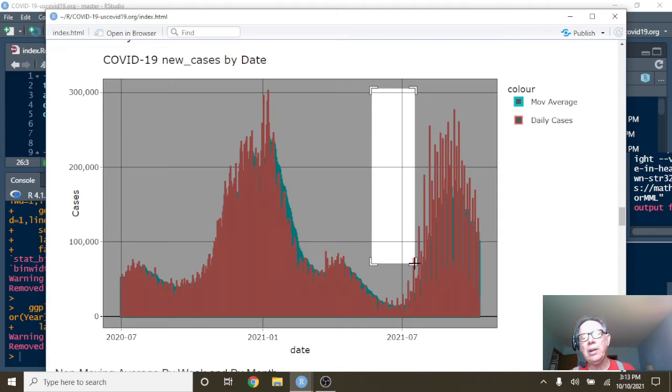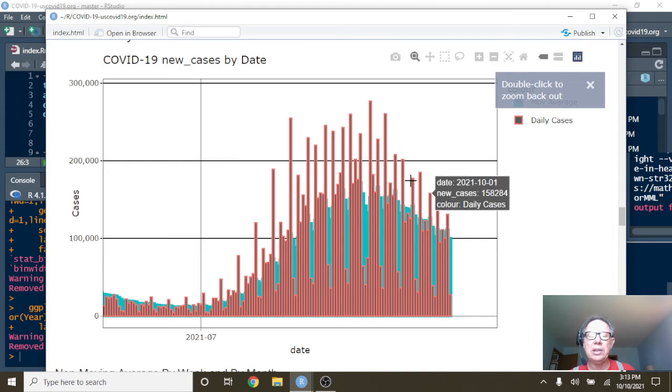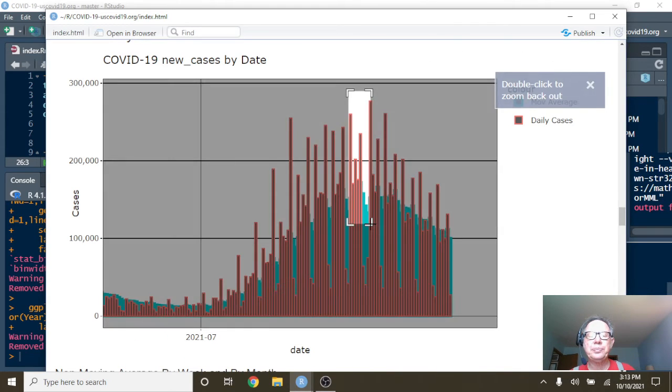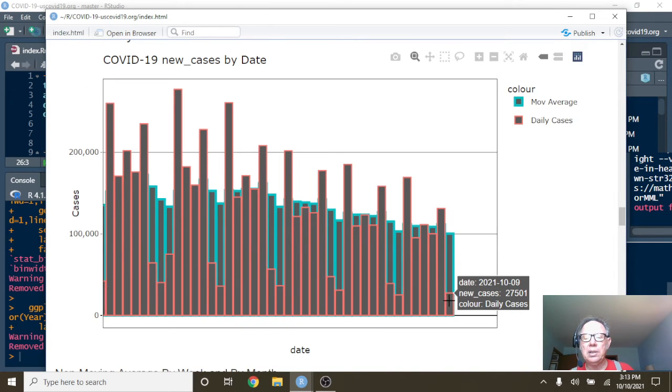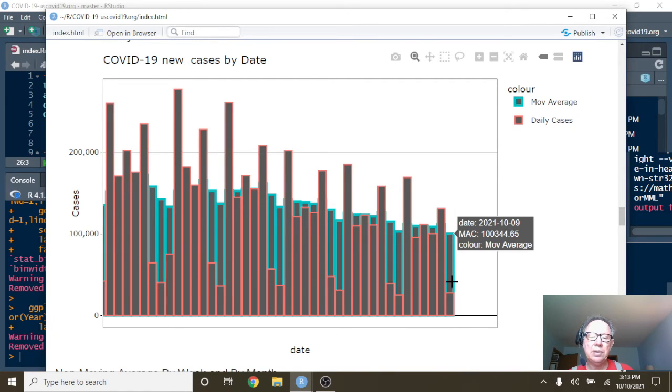Now we can take a look in here. This is a little hard to read, but I should change this. So what you see here is, as of October 9th, we had 27,501 cases per day, with an average of 100,344 cases per day.